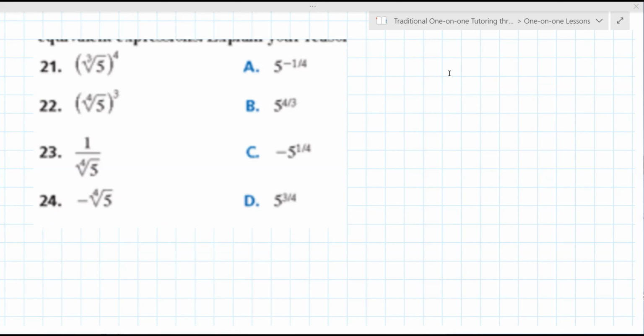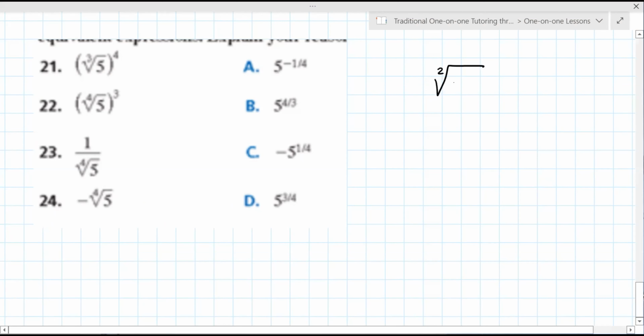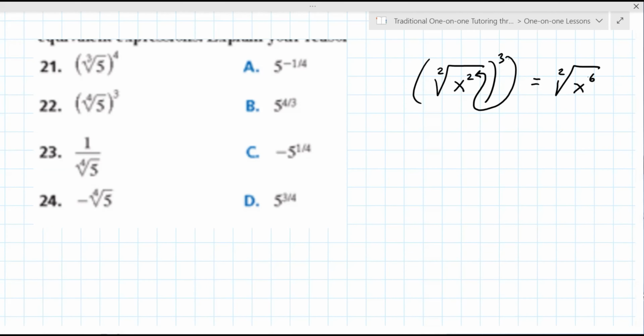So let's just say it was, oh, sorry, let me give you an example here. Let's say it's the square root of x squared to the power of 3. This 3 on the outside can actually be multiplied by this number on the inside. So this would be equivalent to the square root of x to the 6th. Now that's one thing that may not actually help us here, now that I look at these a little bit closer. I thought that's the direction they were going, but that's not the direction they're going.